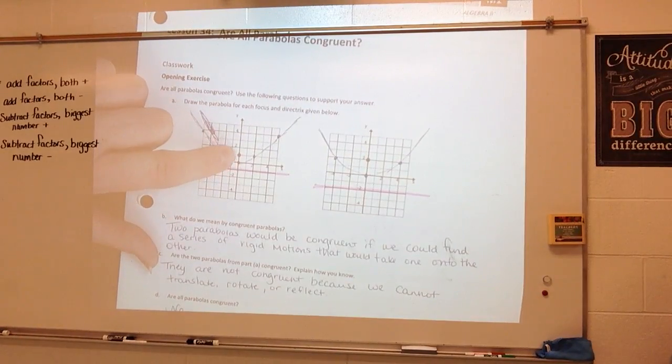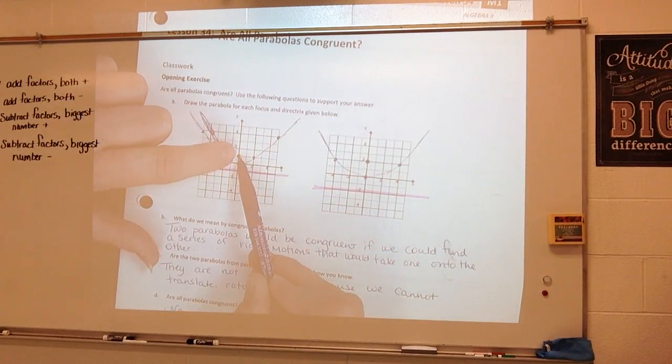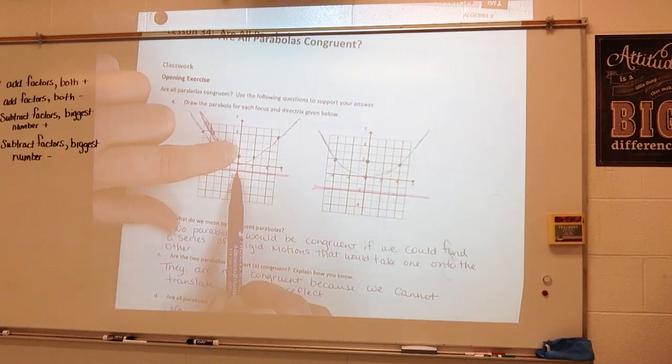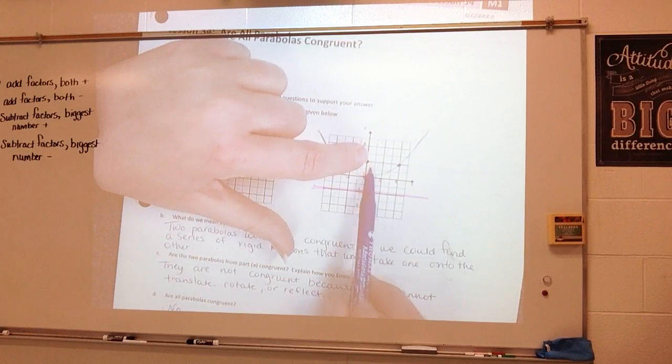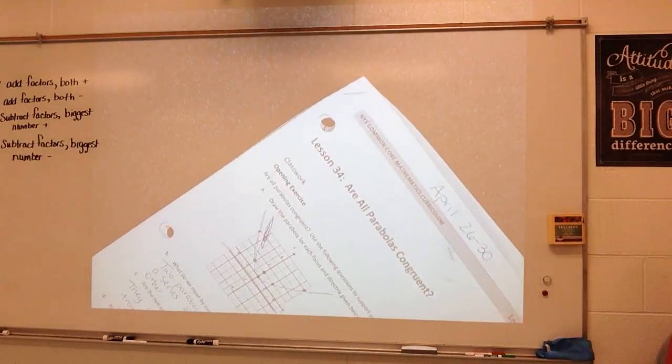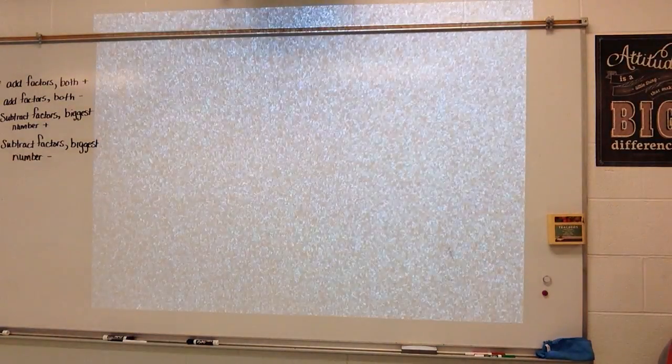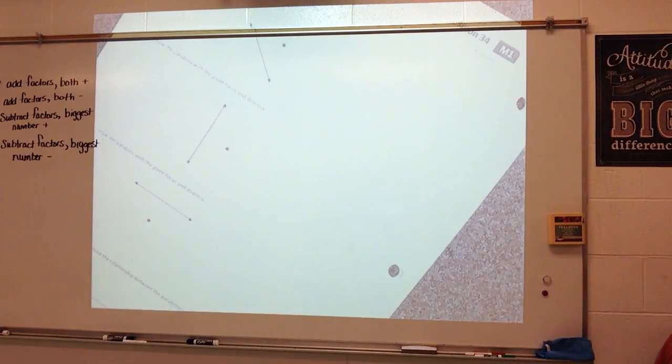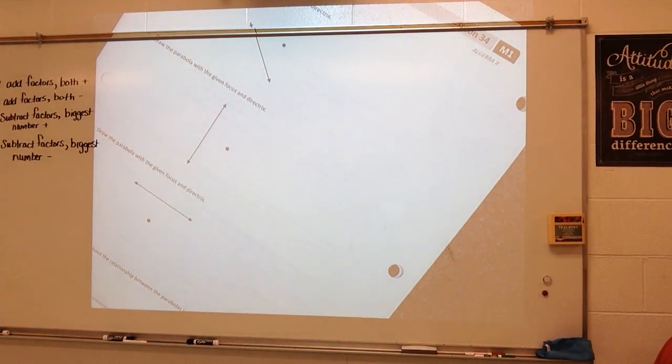Going back and looking at this, the distance between my focus and my directrix here was 2. The distance between the focus and the directrix here was 4. They are not the same. So therefore, they are not congruent parabolas. All right.